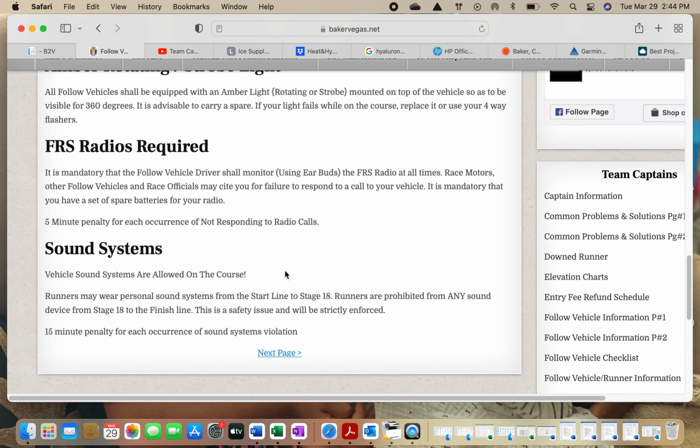Sound systems. Sound systems are allowed. Okay, the only place we cannot have music is stages 18, 19, and 20. This includes earbuds or any type of other device. Please, no amplified sound in this area. Remember, this area is now highly populated, and we do not want to upset our neighbors. Next page.